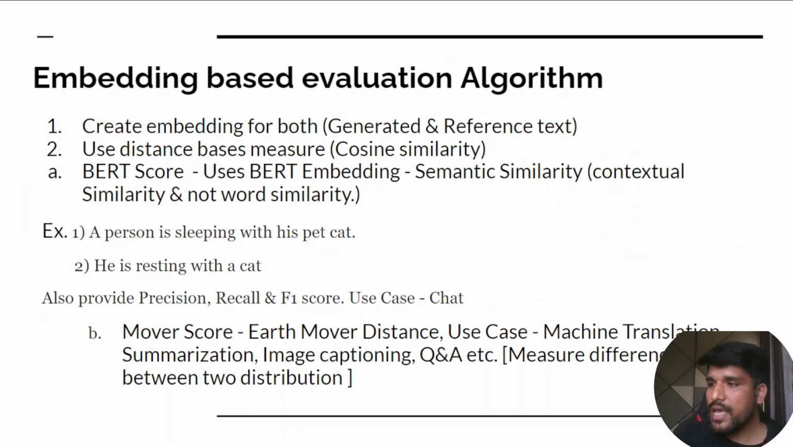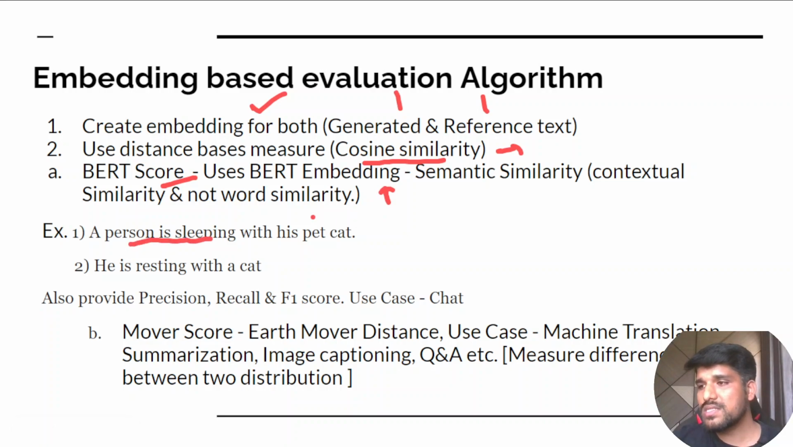Now the next is the embedding based approach. As I think explained already, it will create the embedding of both the generated and the reference text. Then it will use a distance based measure called cosine similarity. Then it uses the BERT score, and sees the similarity between the contextual and not similar words, and gives the result. For example, let's see one example.